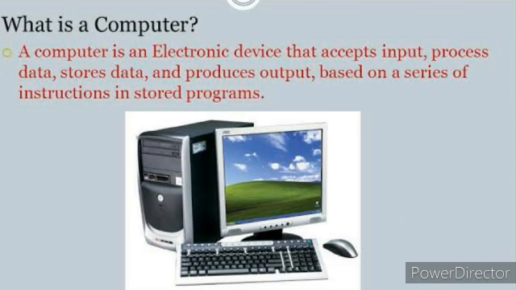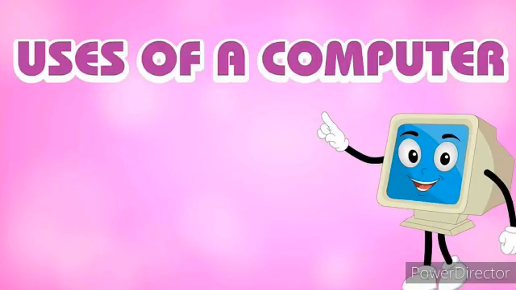You might have thought about the answer. Now let's move on to the answer. A computer is an electronic device that accepts input, processes data, stores data, and produces output based on a series of instructions in stored programs. Now we are going to discuss the uses of a computer.